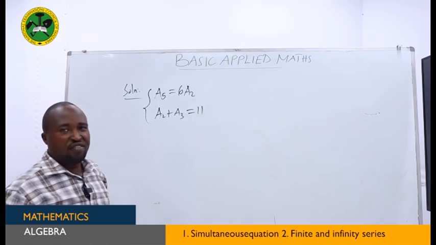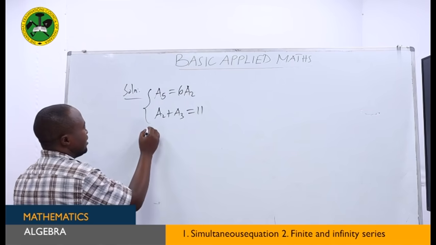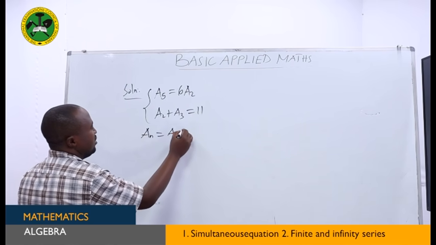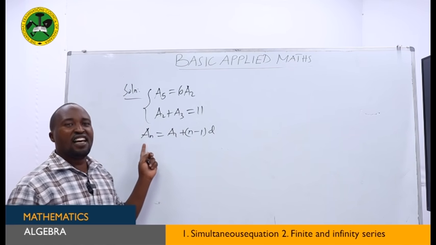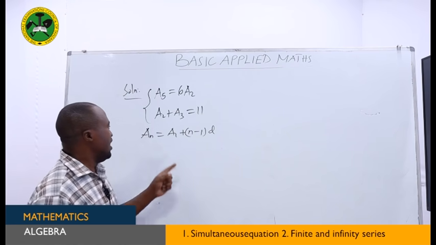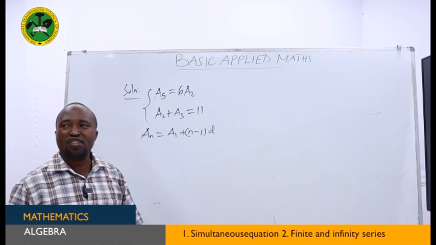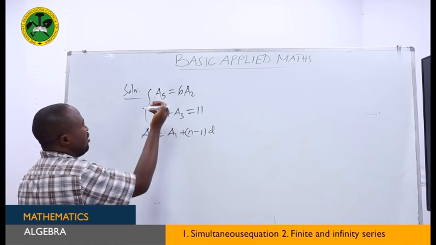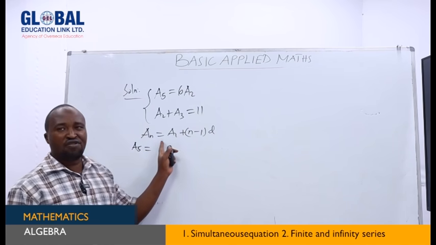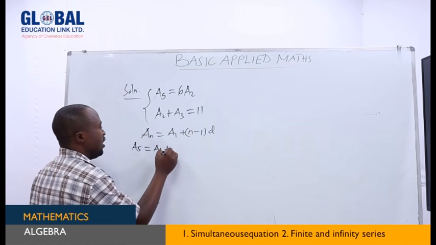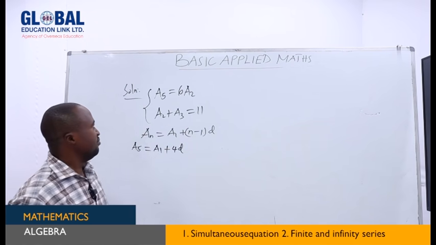Now remember the general formula for the nth term of an arithmetic progression, which says an is equal to a1 plus n minus 1 times d, where an is the nth term, a1 is the first term, n is the number of terms, and d is the common difference. So starting with a5, by using this formula, that will be a1 plus, now we have n minus 1, that is 5 minus 1, that is 4d.